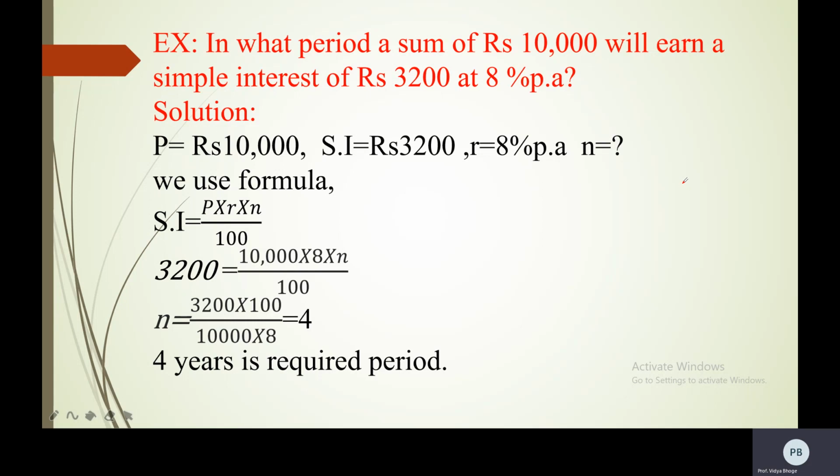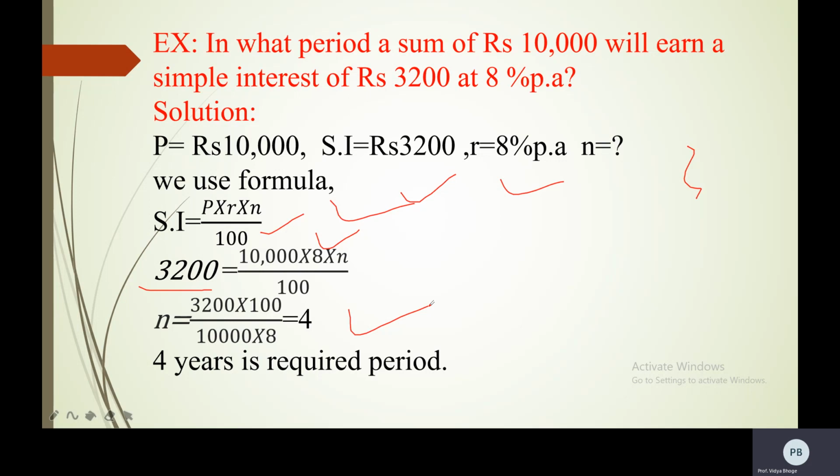Now what is given here, from the example we have to write. P means the principal amount, which is 10,000. Then the simple interest is 3,200. Then R is 8% per annum. Then we have to calculate N by using the formula, simple interest divided by P into R. By putting P, R and simple interest in the formula, we get N is equal to 4 years at 8% per annum.